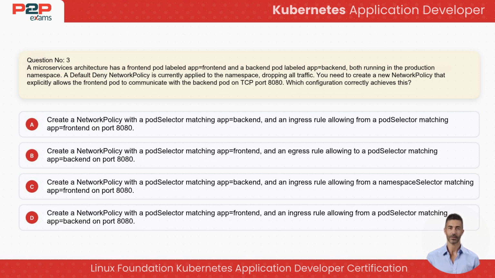Option B. Create a network policy with a pod selector matching app frontend and an egress rule allowing to a pod selector matching app secure backend on port 8080. Option C. Create a network policy with a pod selector matching app search backend and an ingress rule allowing from a namespace selector matching app's frontend on port 8080.